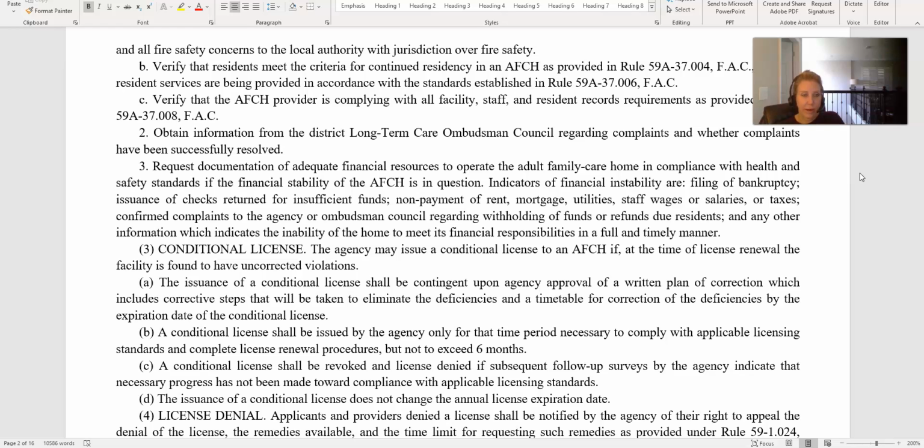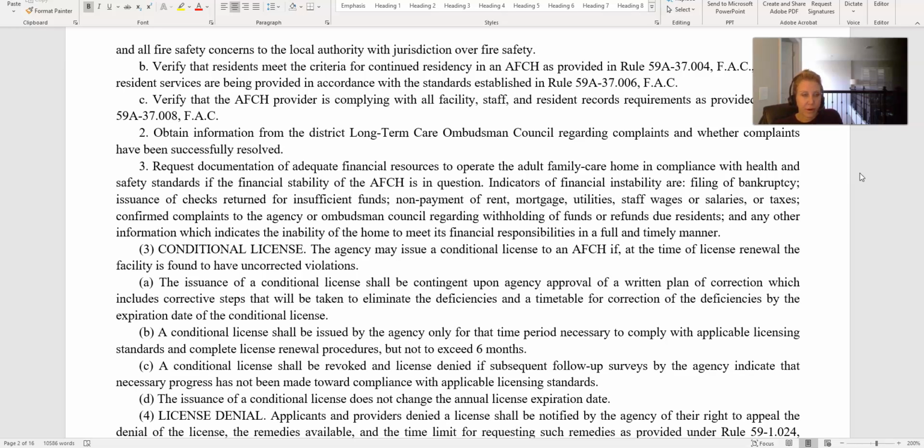B, they're going to verify that residents meet the criteria for continued residency in an AFCH and that resident services are being provided in accordance with the standards established. So what that means is they're going to look at your residents and make sure they're appropriate to be in your facility. Make sure they're not bedridden, that they're able to assist with the functions of daily living. Make sure that they don't need a higher level care facility, so they'll be looking and evaluating that too.